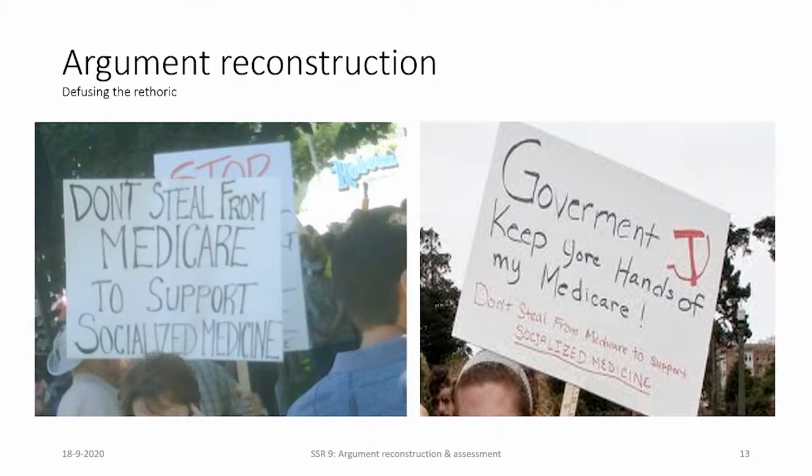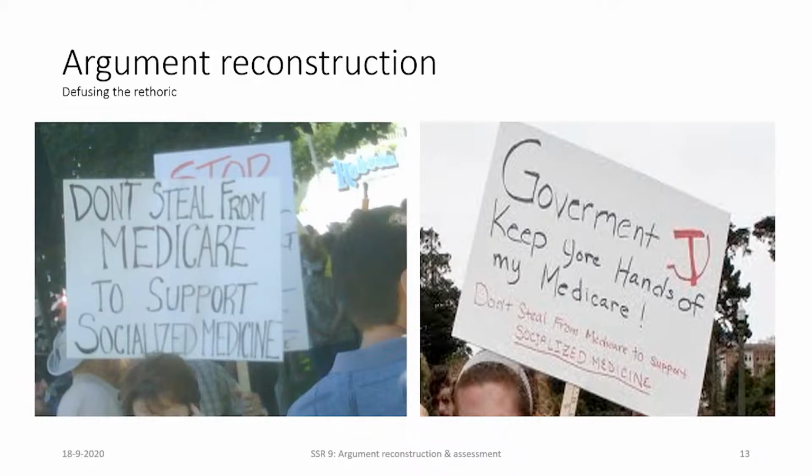So if you were to encounter people at a demonstration, I think it was related to Obamacare, it's been a while ago, and people are claiming that your government can steal from Medicare to support socialized medicine. So socialized medicine is the new health system that was proposed by Obama. That's why it was called Obamacare. And here the protesters say, no, get your hands off my Medicare. You can't steal from me for my Medicare to pay for Obamacare, because Obamacare is socialized medicine.